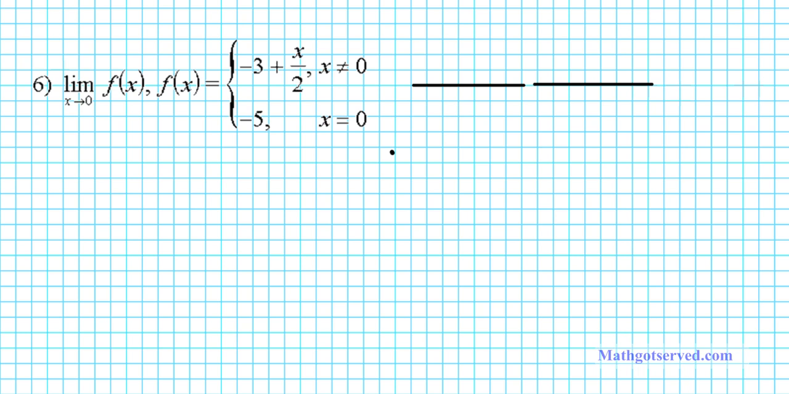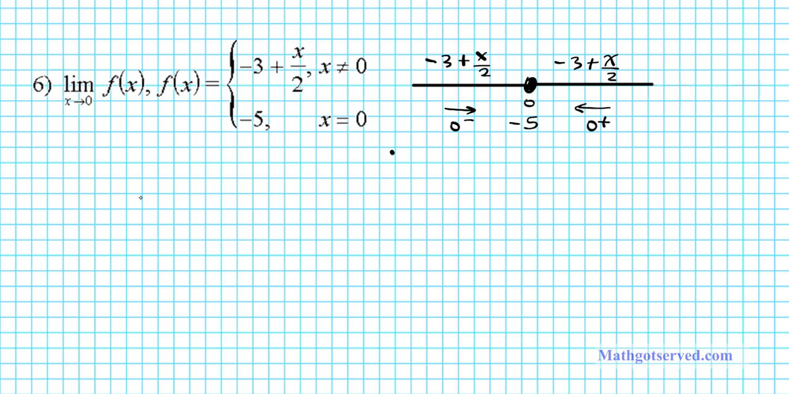So when you're on 0, what's active is negative 5. If you're not on 0, you're going to be using the function negative 3 plus x over 2 to the left of 0. That's you're approaching 0 from the left. If you're approaching 0 from the right, this is 0 right here, you're still going to use the function negative 3 plus x over 2. Okay? So that's what we're going to be using.